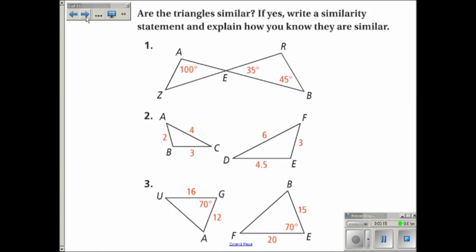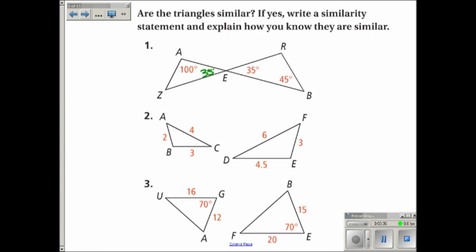Now let's look at some examples and just state what theorem or postulate we would use and not actually write a proof yet. Number 1, I'm given some angles. Keep in mind that we have some vertical angles when they're touching. So this is also 35 degrees, because they're vertical angles.